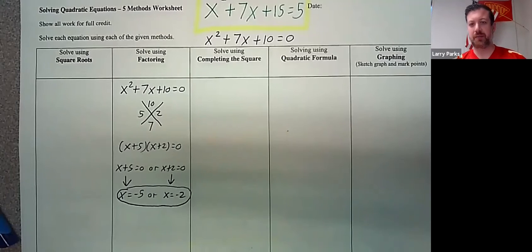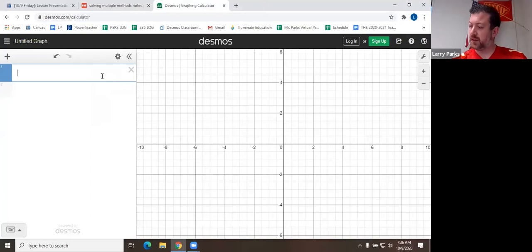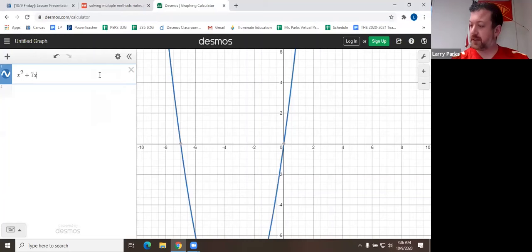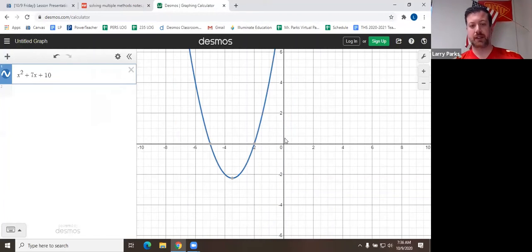You could also solve by graphing. And for graphing, since we all don't have a TI-83, I am just going to type it into Desmos. X squared plus 7x plus 10. Go look. -2, -5. Okay. So if I'm going to draw a rough sketch, and I know you can't see this right now.